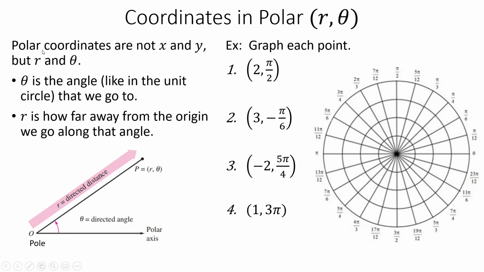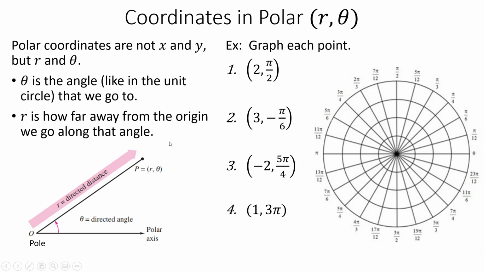All right, so first up, polar coordinates are not x and y, so we're not doing the rectangular coordinates anymore, but they are r and theta. It's a radius, a distance out from the origin, or the center, and it's an angle, what angle you're going to go out that far. So theta is our angle in the unit circle, r is how far we go out.